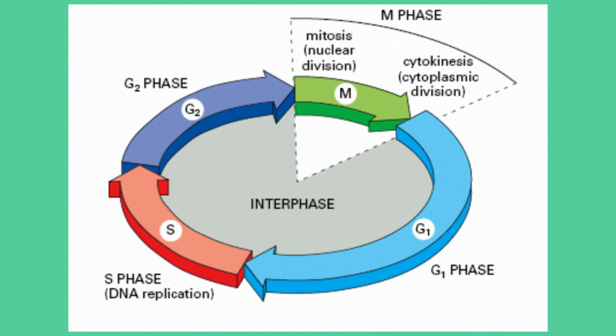The stages of the cell cycle are divided into two major phases, which are the interphase and the mitotic or M phase. During the interphase, the cell grows and makes a copy of its DNA. During the mitotic phase, the cell separates its DNA into two sets and divides its cytoplasm, forming two new cells.